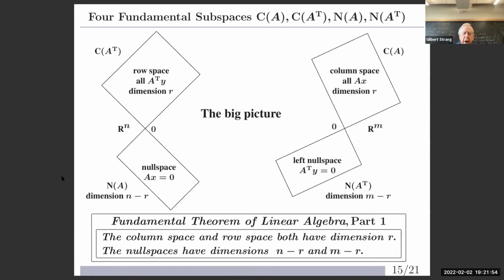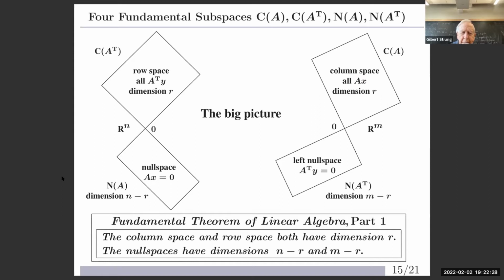Then a big step is to choose basis vectors in those spaces. So do you remember the meaning of a basis? Let's look at the column space. What is a basis for the column space? It's the independent columns. The R independent columns are a basis for the column space. And R independent rows are a basis for the row space.